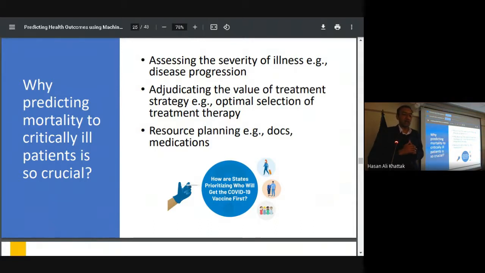Then there is the case of adjudicating the value of treatment strategy, like the optimal selection of treatment therapy based on the patient's condition, level, and physical health. And this kind of research would also help with resource planning, right?